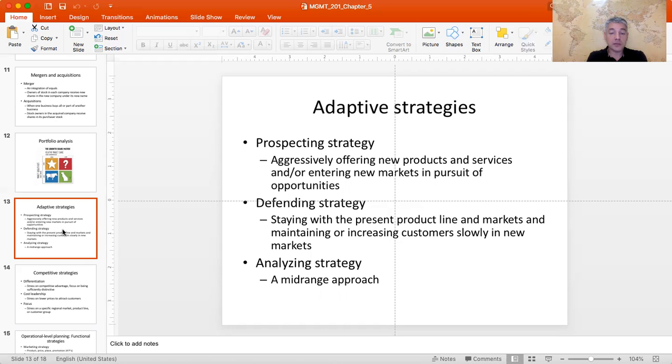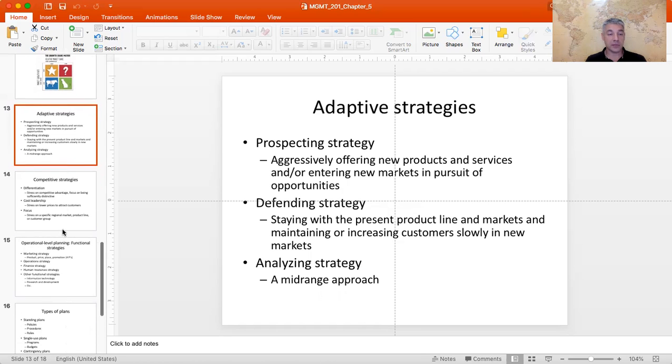And then finally, analyzing strategy is a mid-range approach, kind of like the combination of these two. You try to grow, just not quite as crazy, and you also try to protect whatever lines of businesses you have at the moment.